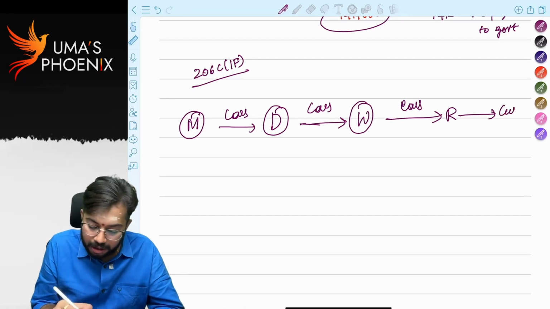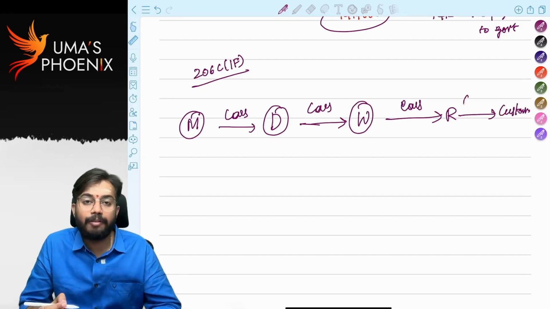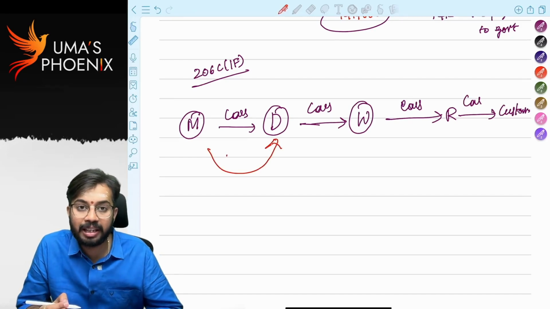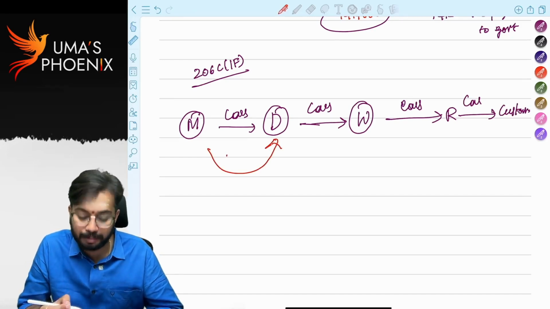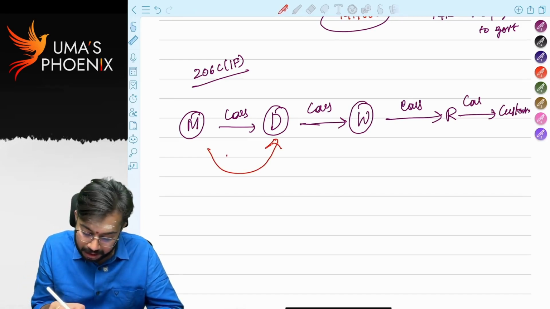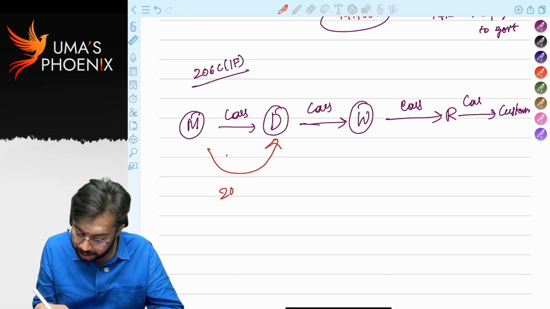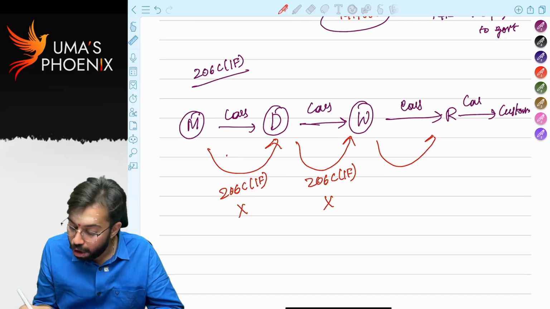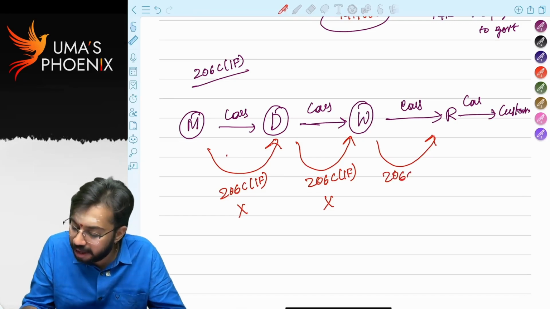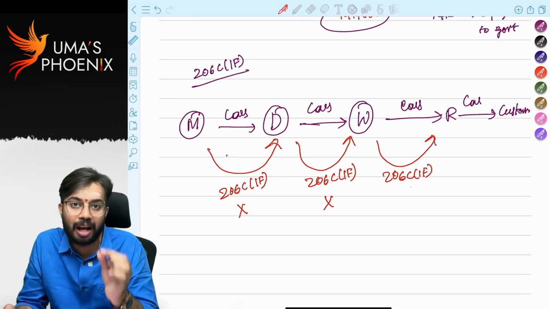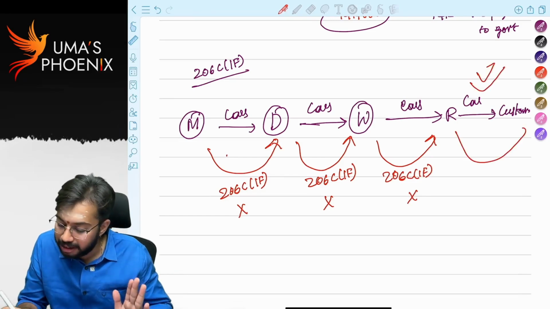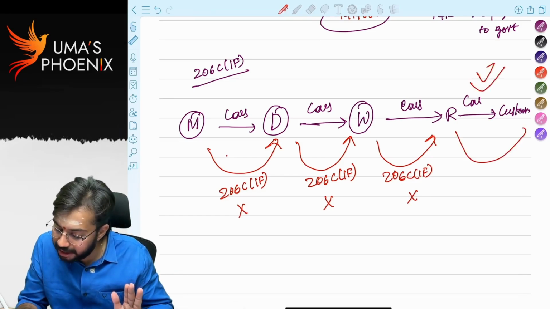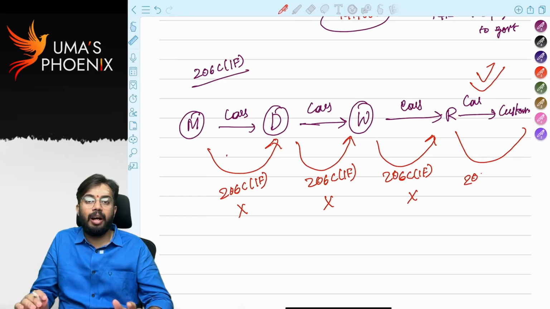Now, on sale of cars by manufacturer to distributor, whether TCS under section 206C(1F) is applicable? 206C(1F) is not applicable. Sale of cars by distributor to wholesaler, 206C(1F) is not applicable. Wholesaler to retailer, 206C(1F) is not applicable. Only on retail sale, only on the ultimate sale of car by retailer to customer, section 206C(1F) is applicable. Is it clear? Are you able to understand?